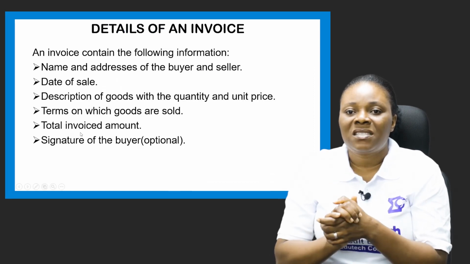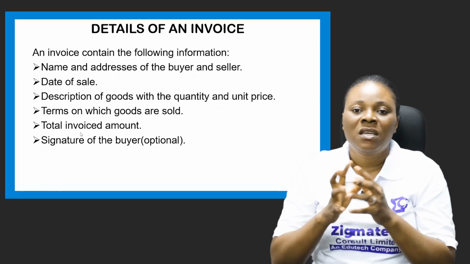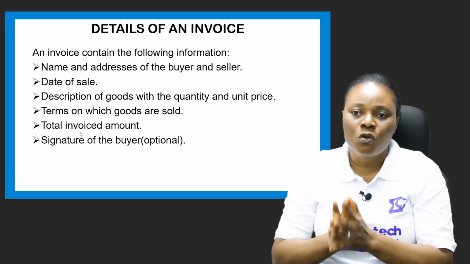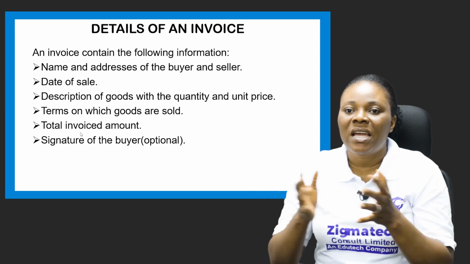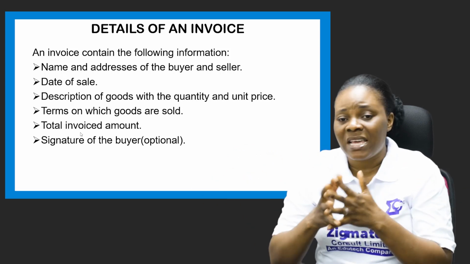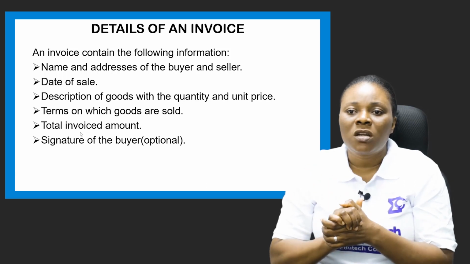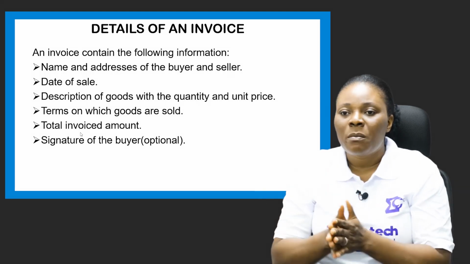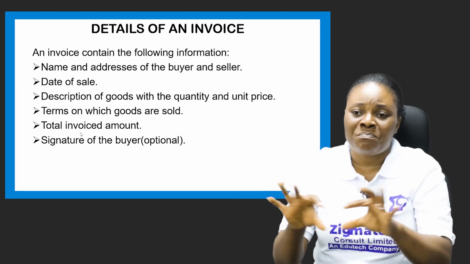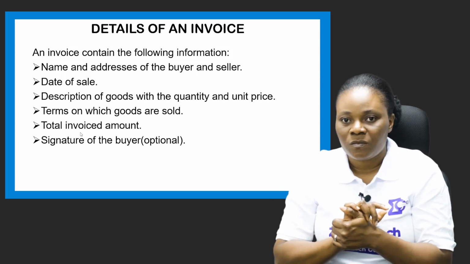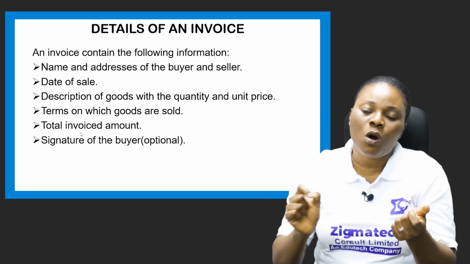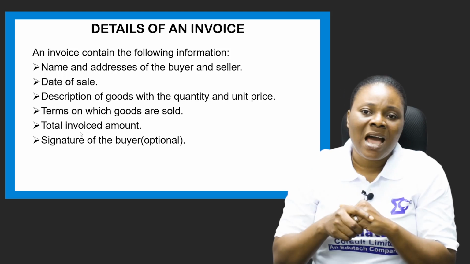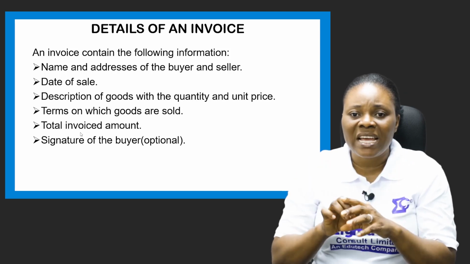Now, let's look at the details of an invoice. Like I said, this document gives a comprehensive summary of goods bought. So what are the items contained in an invoice? This can be asked in the exam, so take note of it. Number one, on the invoice you have the name and address of both the buyer and the seller. Normally the name and address of the seller is printed on the invoice. So there is a column where you now fill or write the name of the buyer and also the address of the buyer. Another item contained on the invoice is the date of sale.